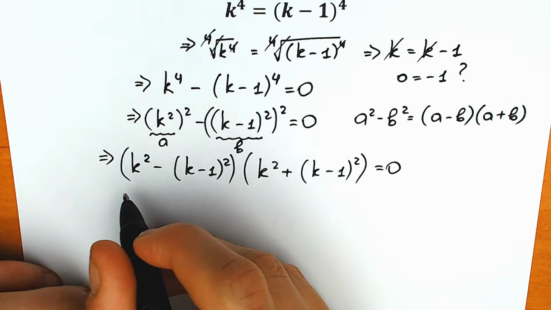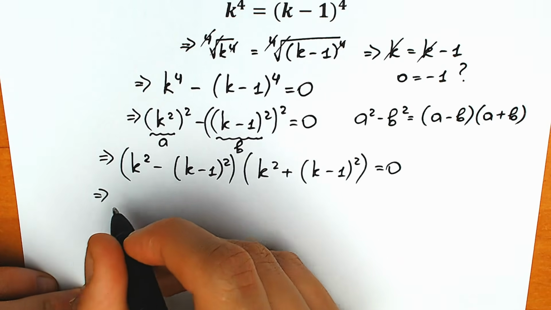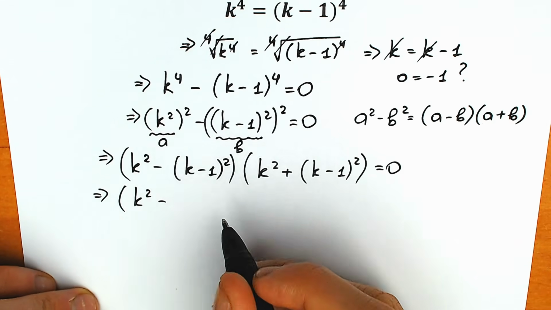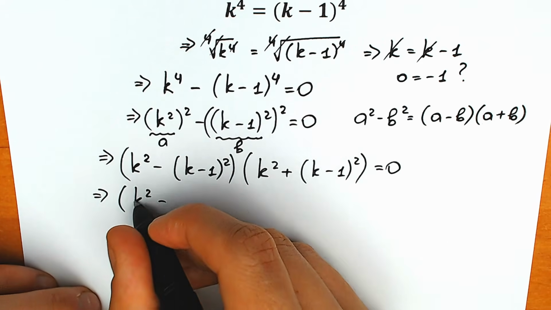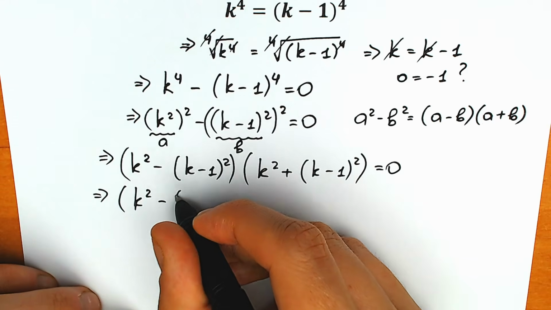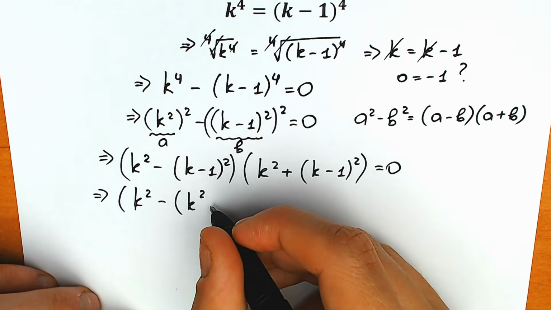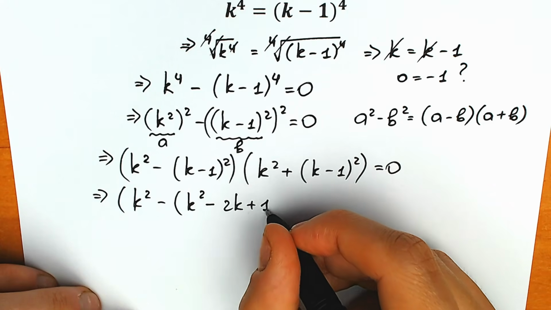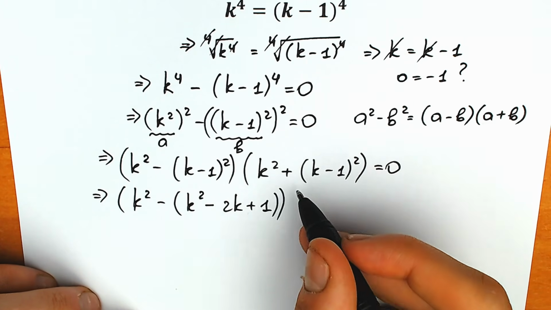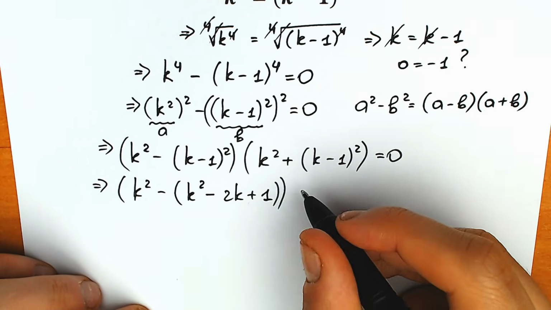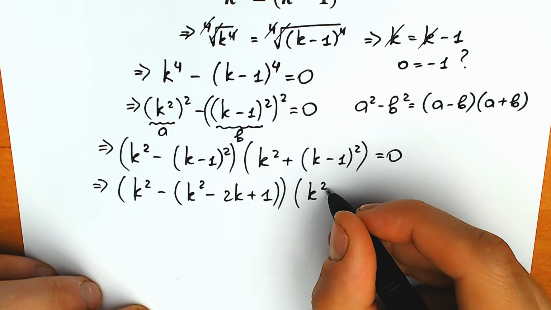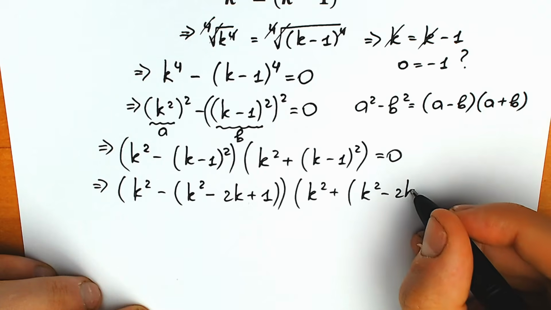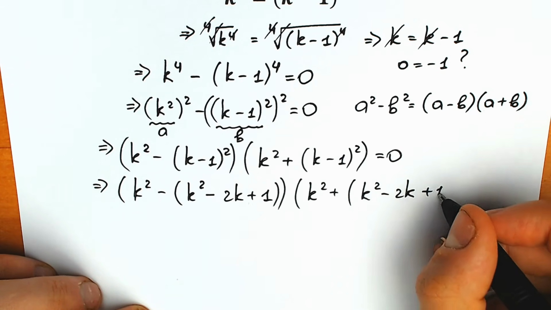So we have k squared minus this one, and we can simplify it, because (k minus 1) squared is our school identity. We have k squared minus 2k plus 1. These are the first parentheses, and we have absolutely the same in the second parenthesis. We have k squared plus k squared minus 2k plus 1 equal to 0.